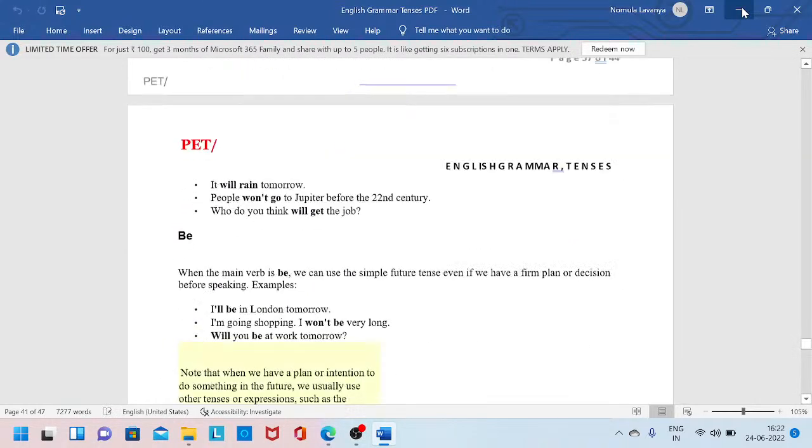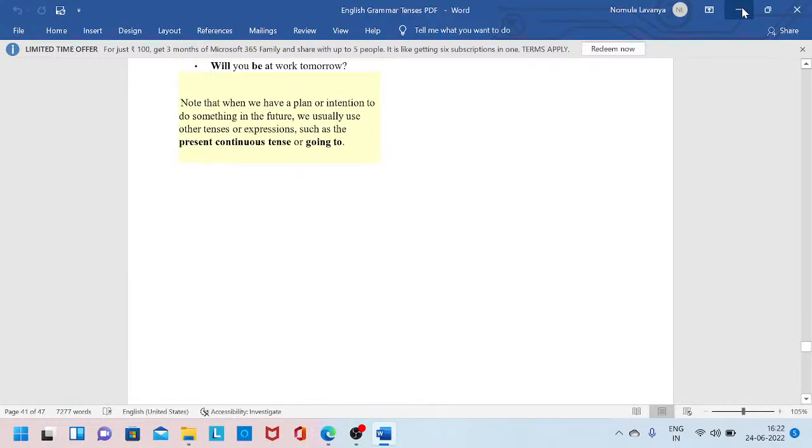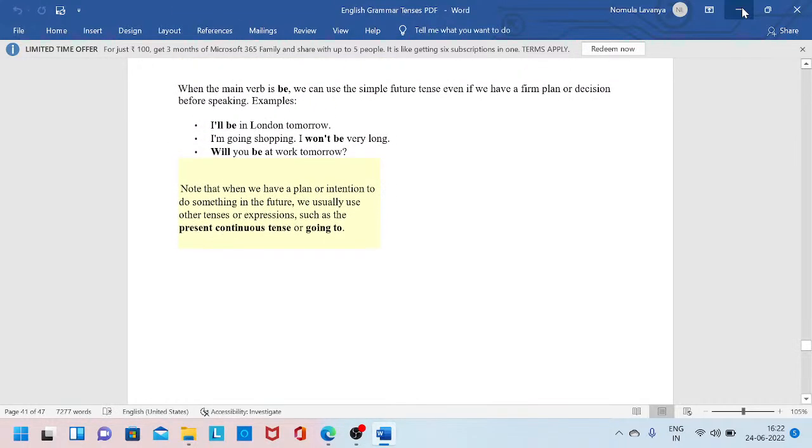Okay, now for the "be" formation. So where is the main verb? When the main verb is "be", we can use the simple future tense even if we have a firm plan or a decision before speaking. Okay, "I will be in London tomorrow." "I'm going shopping. I won't be very long."